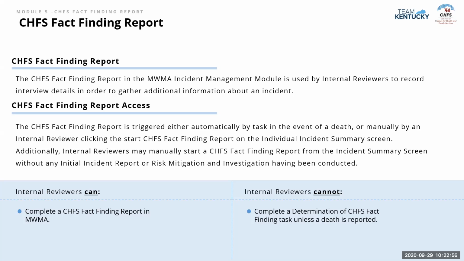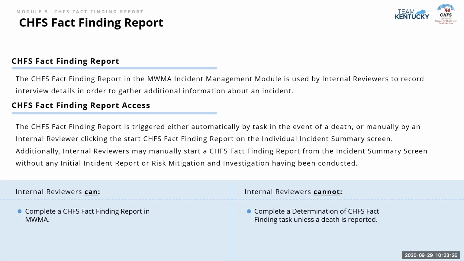So please everyone take note of that, right? If say a direct service provider or case manager reports a death, that is going to trigger an automatic task on your dashboard for you to complete the CHFS fact-finding report. However, you can also complete this manually by clicking Start the CHFS fact-finding report on the individual incident summary screen. So there's two ways in which this report can be conducted, either by task in the event of a death or manually by you on the individual incident summary screen.